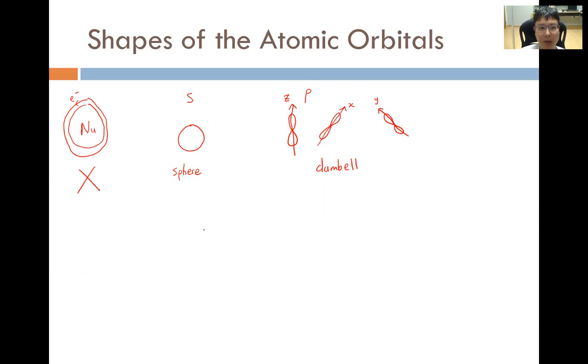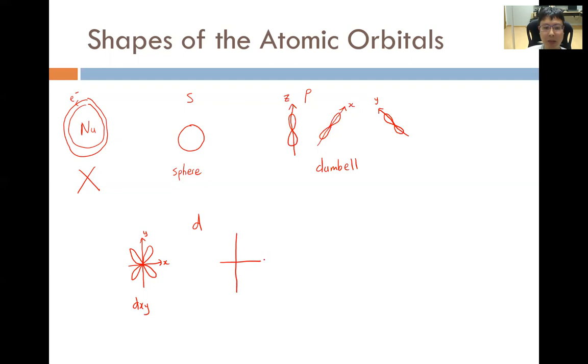Finally, we have the d atomic orbitals, and they look in the form of a cloverleaf, and they also come in a set of 5 d orbitals that form one d subshell. Depending on the axis that they lie in between, they'll be given different notations. If they lie in between the x and y axis, it will be labeled as the dxy orbital.